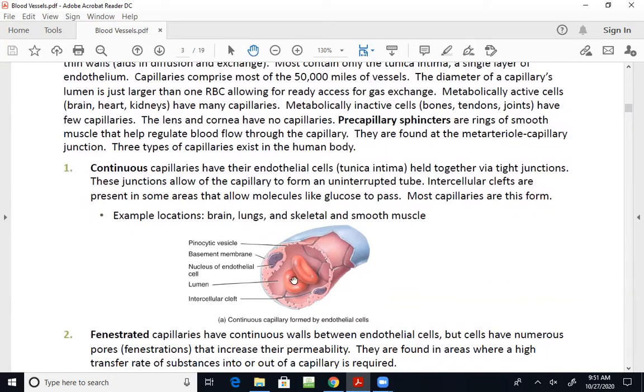The diameter of a capillary's lumen is just wider than a single red blood cell, allowing for ready access for gas exchange. We saw that in our blood lecture. We can see it several times here on this page as well.